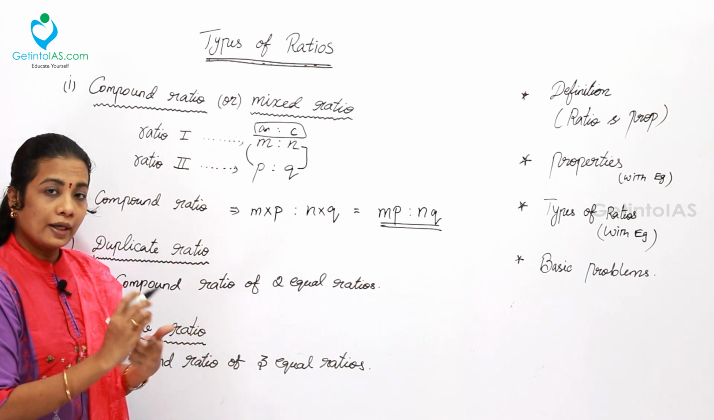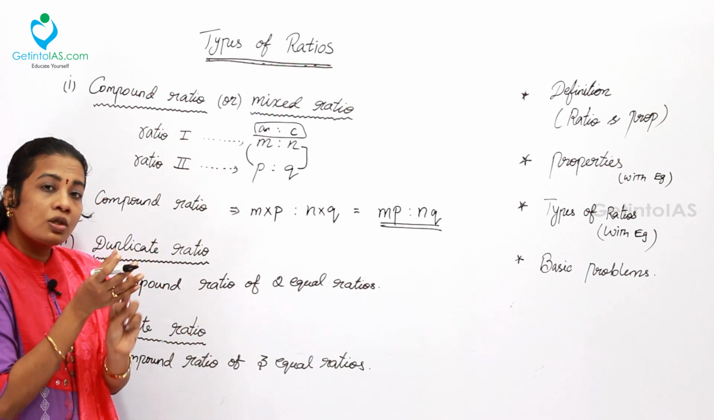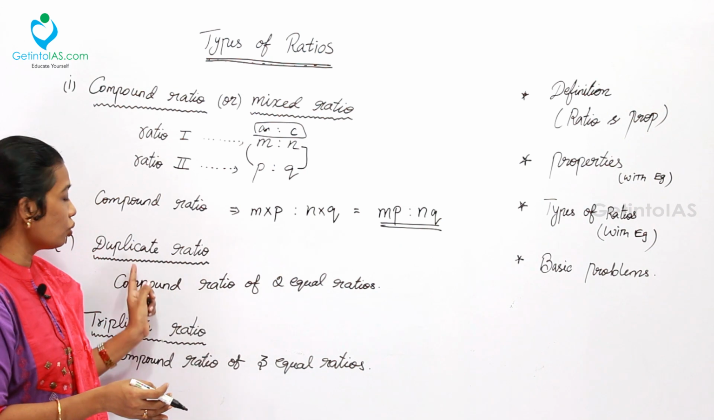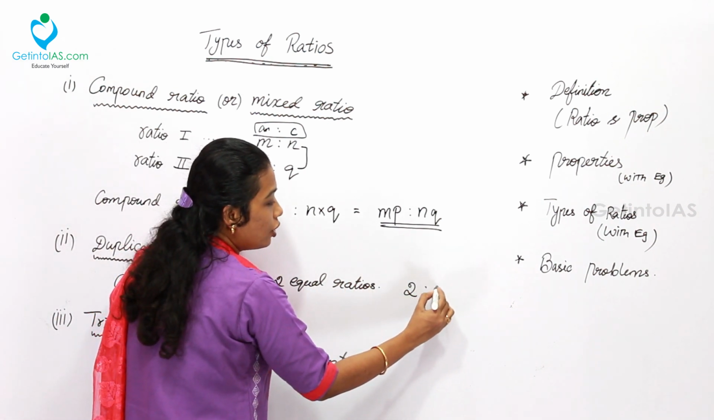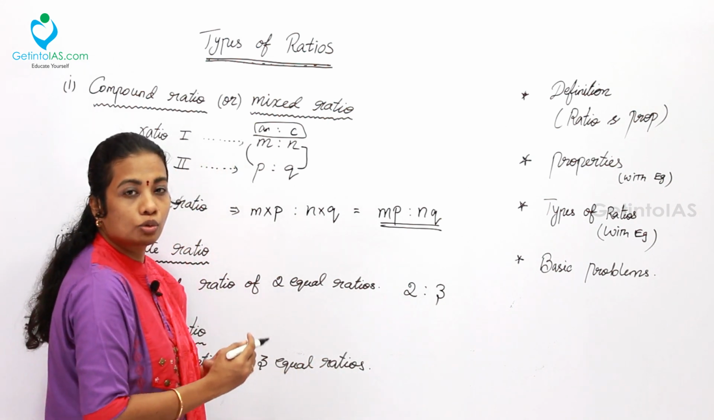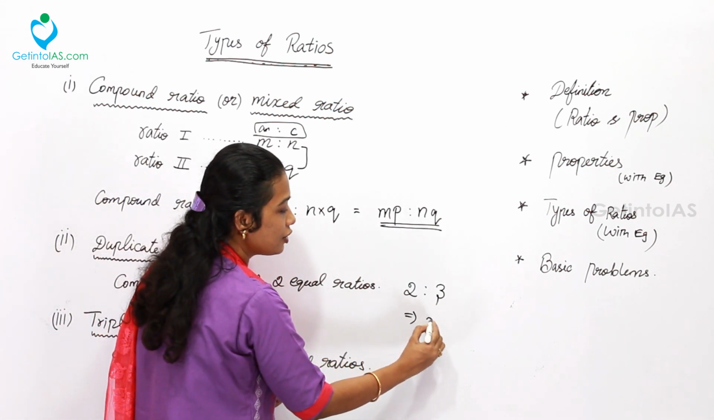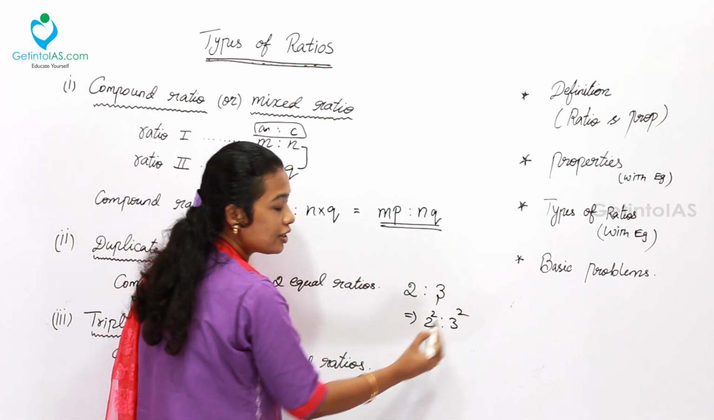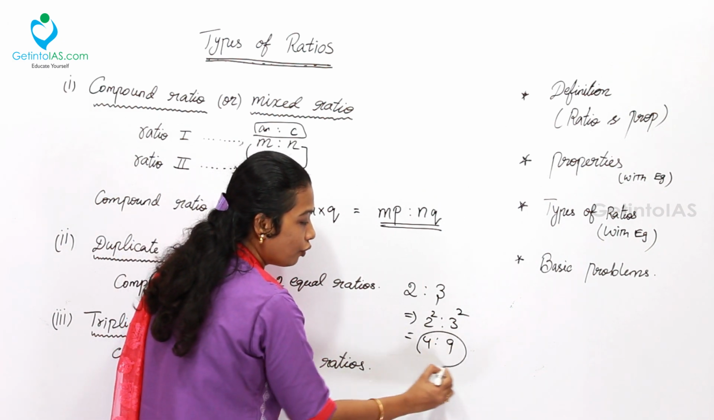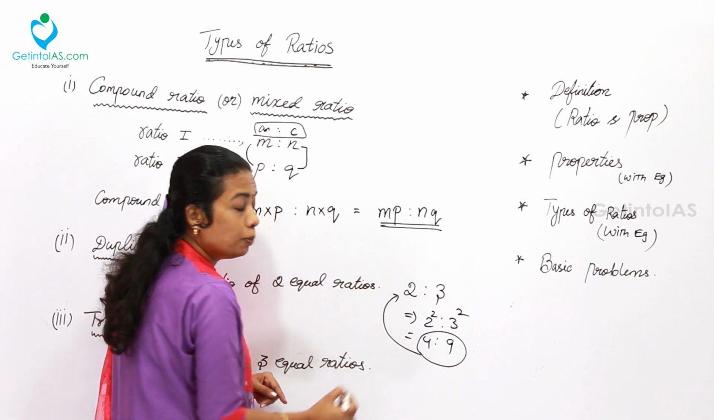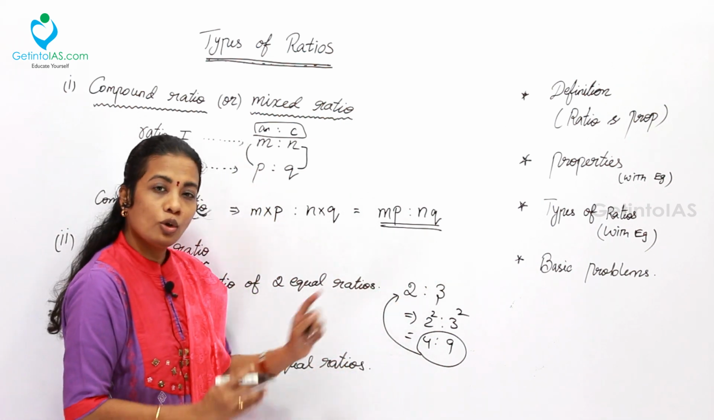But here, while taking the two antecedents which are equal to each other, that is known as the duplicate ratio. Say for example, what is the duplicate ratio of 2:3? Finally, my answer is 2 square is to 3 square. That is 2 into 2, 4. 3 into 3, 9. So 4:9 is the duplicate ratio of 2:3.